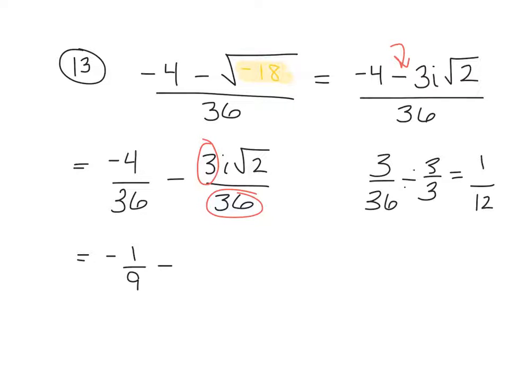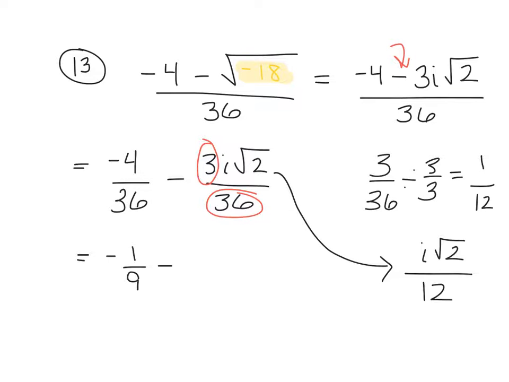So this term becomes 1i times the square root 2 over 12. But 1 times anything is just that something. So I really don't need that 1 in the numerator. So instead, that term reduces to i times the square root 2 over 12.